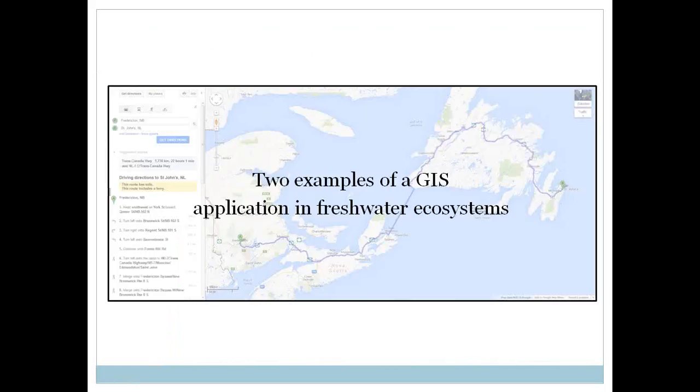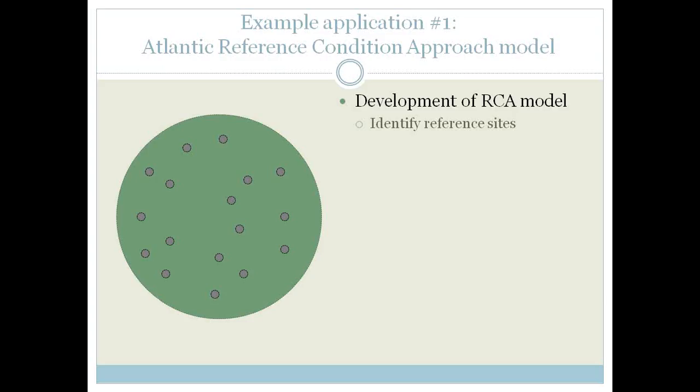So I have two examples here of a GIS application in freshwater ecosystems from work that I've been involved in. My first example is from the Atlantic Reference Condition Approach Model, which has been developed in conjunction with Environment Canada and CRI and also Protea in Italy.